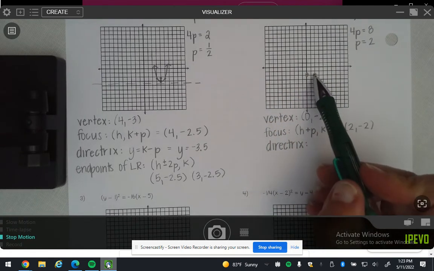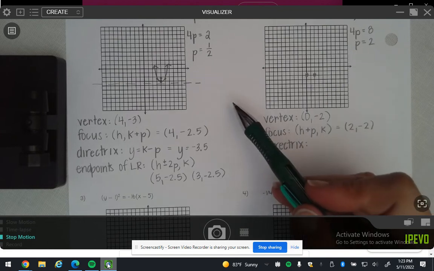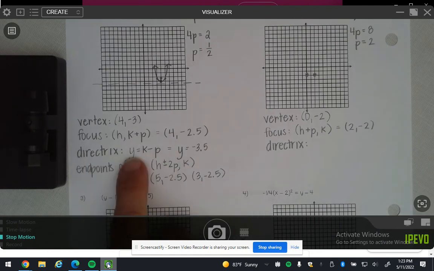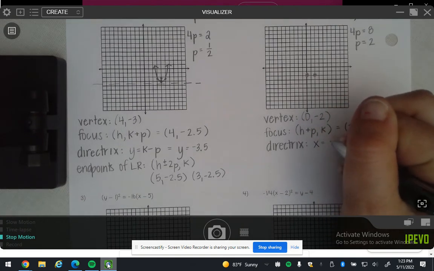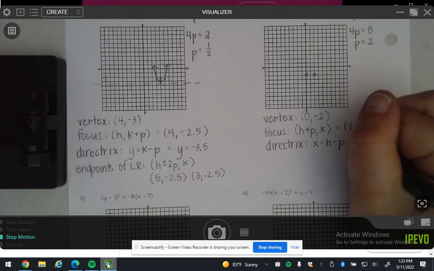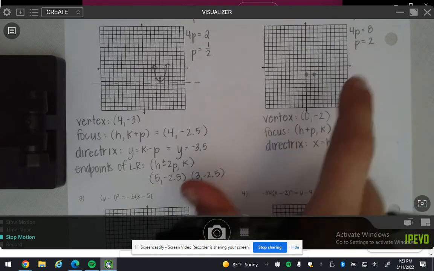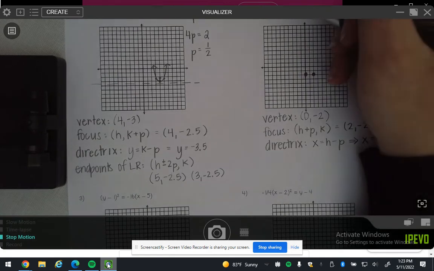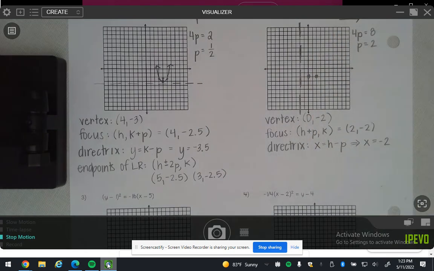If you went this way to get your focus, you're going to go the opposite way to get to your directrix. Okay? So when I opened up and down, my directrix was a y equals. When I open left and right, it's x equals. H minus P. So this is x equals, well, H is 0. P is 2. 0 minus 2 is -2. So there's your directrix.